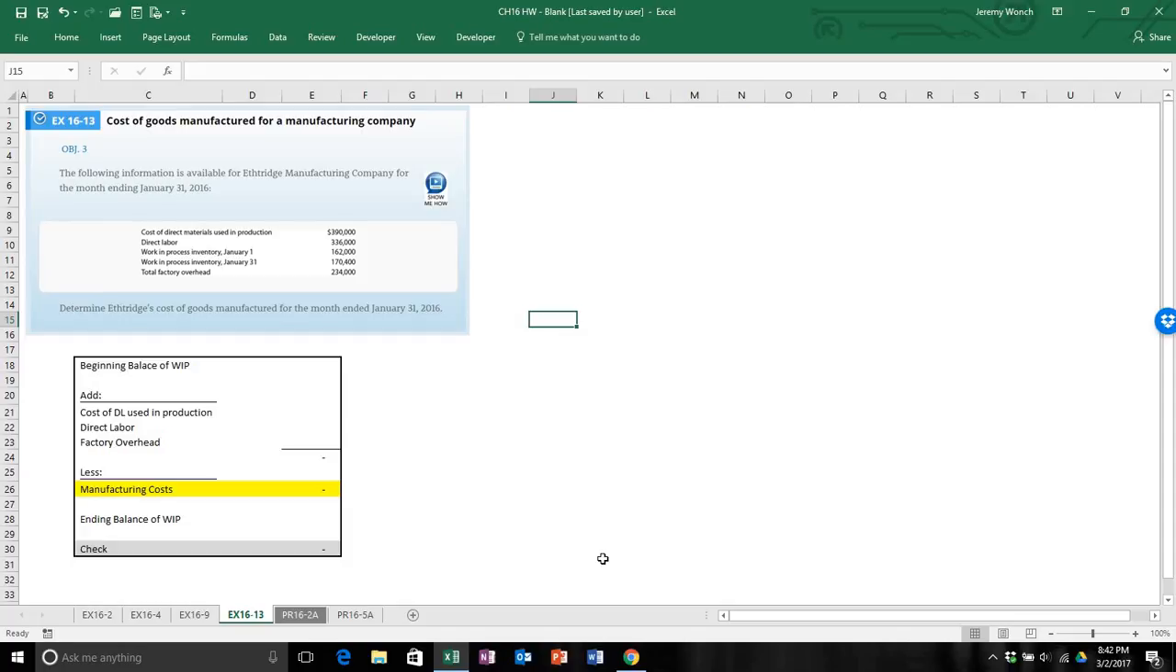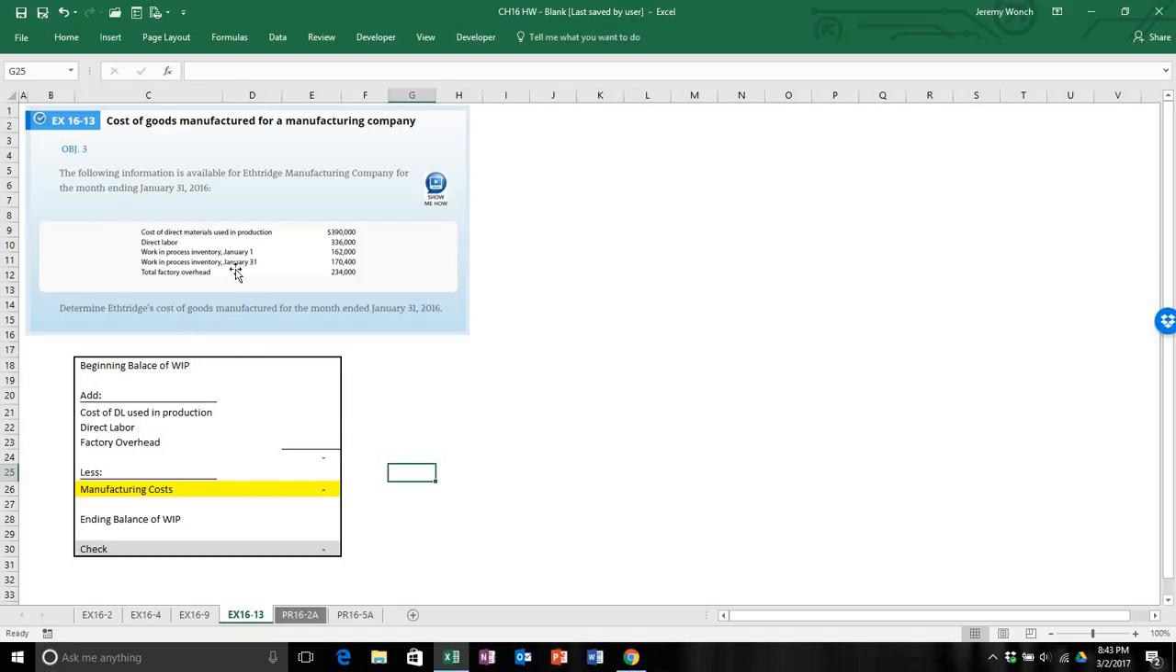So let's go ahead and see. It says determine the cost of goods manufactured for the month. Okay, so we have cost of direct materials related to production. So now the general process, we can move this around and have it look different ways. But so we're going to start with our beginning balance. We're going to add our cost, subtract our manufacturing cost, give us an ending balance of work in process. But what we're looking for here is the manufacturing cost.